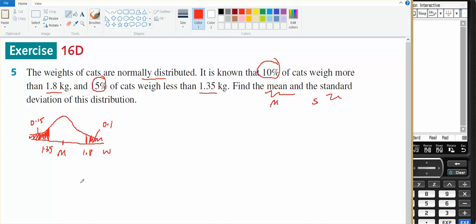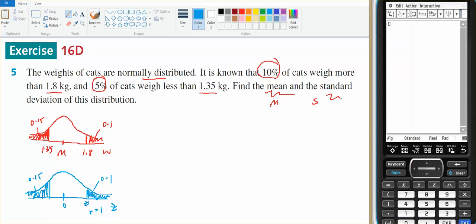So since I don't know the mean and I don't know the standard deviation, I'm going to have to use the Z value. So I'd like to consider the Z distribution, where I know that the mean of Z is 0 and the standard deviation is 1. And I'd like to use my calculator to find the Z value that gives this probability to be 0.1 and the Z value that gives this probability to be 0.15.